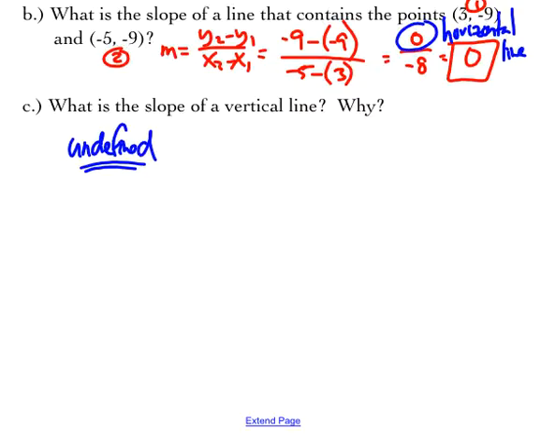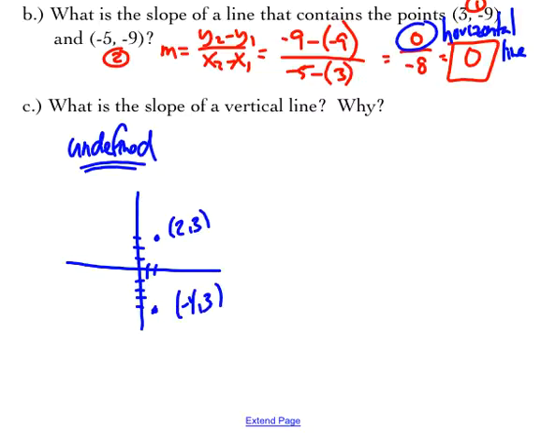But again, we want to think about why that is. If you think about something like this, you can just make a couple coordinate points up, it doesn't really matter. Something like (2, 3), maybe (-4, 3), something like that. And you try to find the slope between those. All kinds of problems here. Because when I do my slope formula, what am I going to get here?